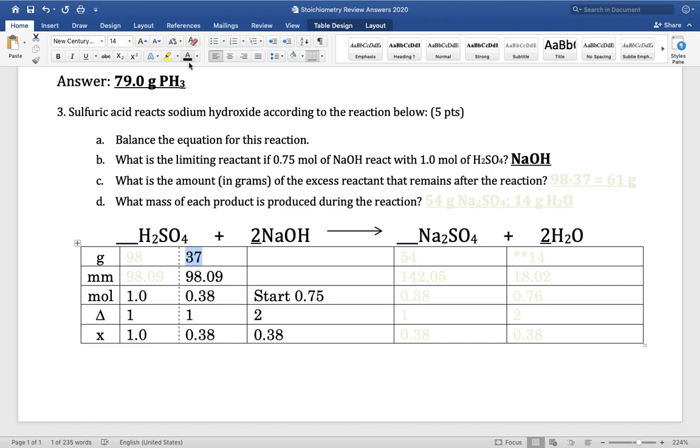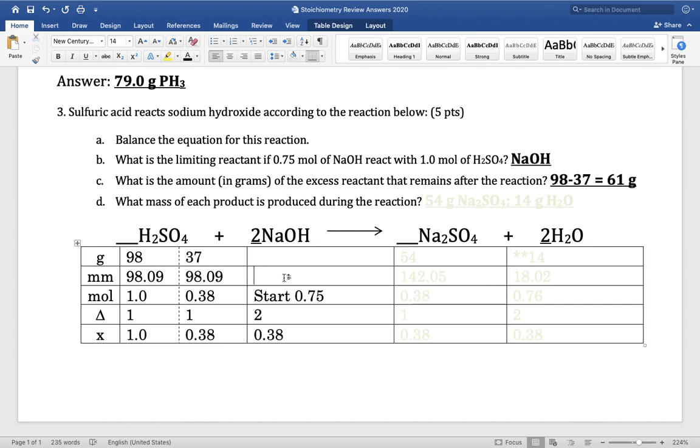And then I still can't answer the problem because I have to go over here and figure out how many grams of sulfuric acid I started with. So there, 98 grams. So that means I started with 98 grams of sulfuric acid and I used up 37 grams of sulfuric acid. So how much is left over? That's what the question is asking. If I start with 98 and I use up 37, that's 98 minus 37 to give me a final answer of 61 grams of sulfuric acid that is left over after this reaction.